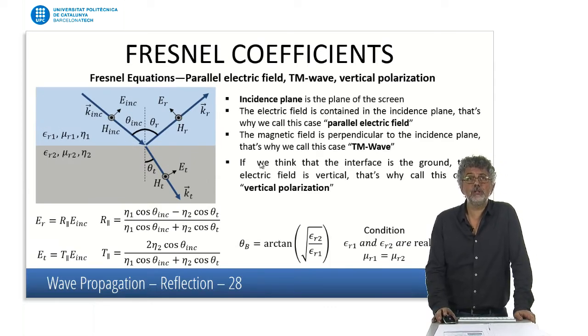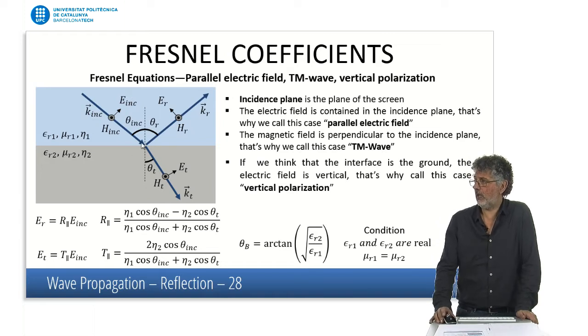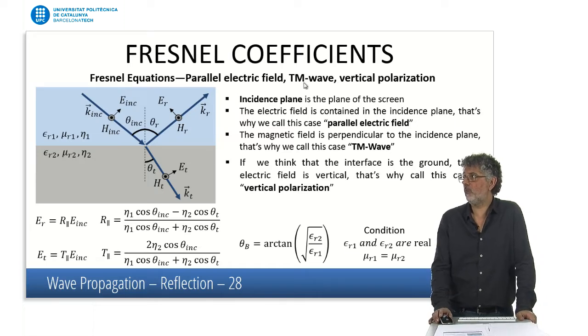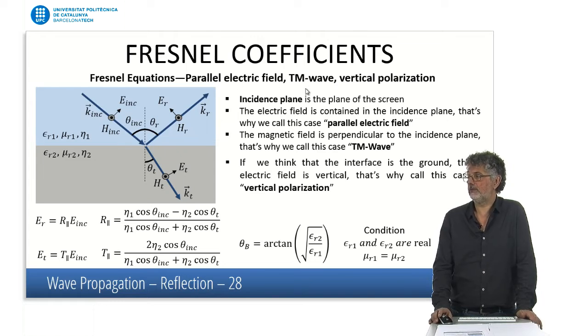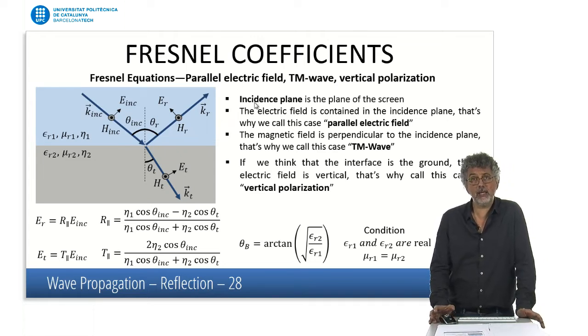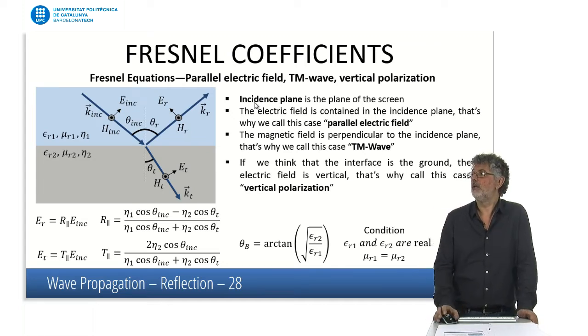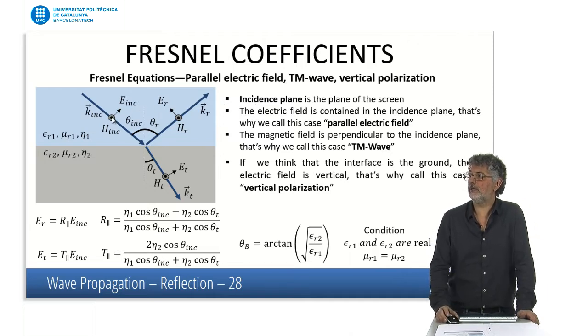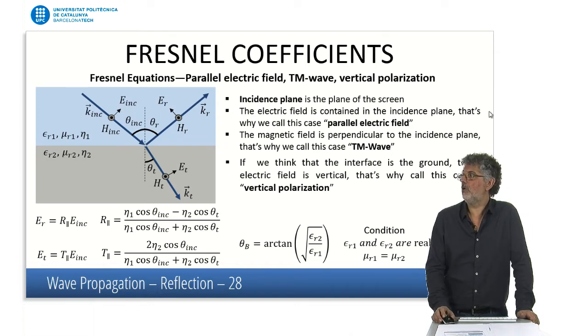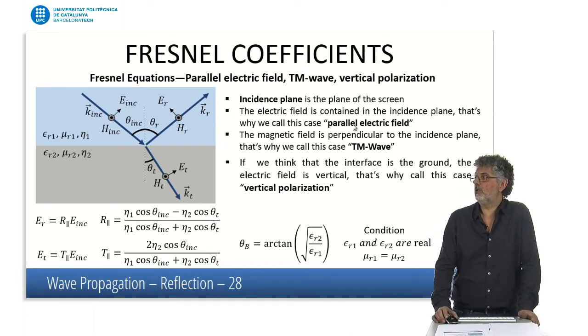When we talk about the Fresnel coefficients, there are two different cases, depending on the polarization of the electric field. Now, in this first situation, related to this picture, this is what is usually known as parallel electric field, TM wave, or vertical polarization. Now, let's see why we use these names. When we talk about the incident plane, you have to imagine that the incident plane is the plane of the screen. So, in that case, the electric field is contained in the incident plane. So we call this situation parallel electric field.